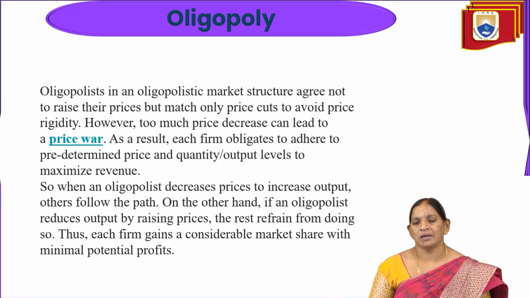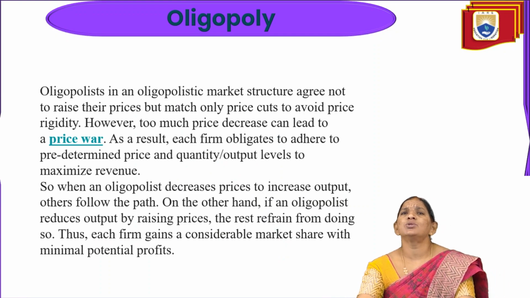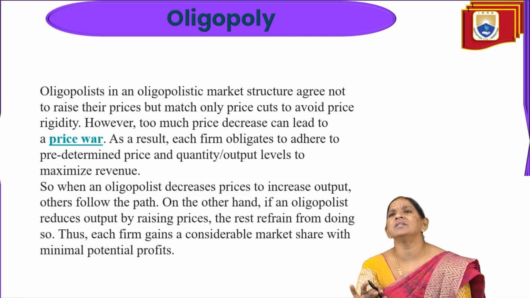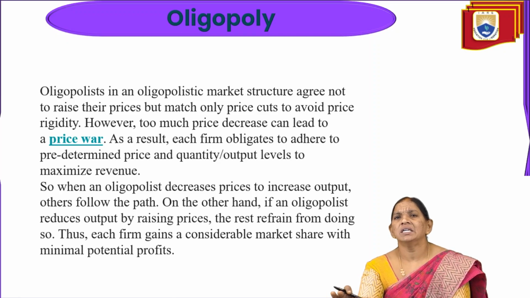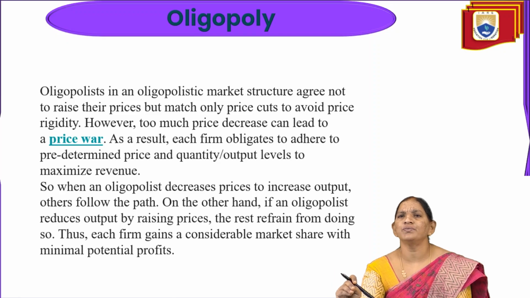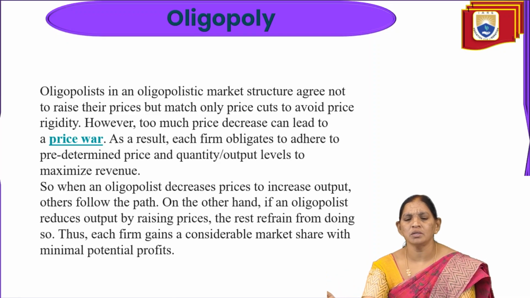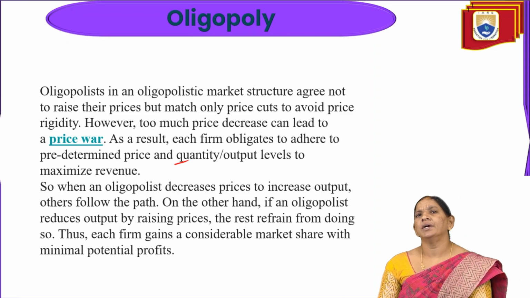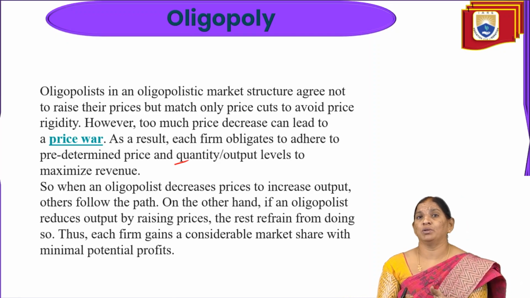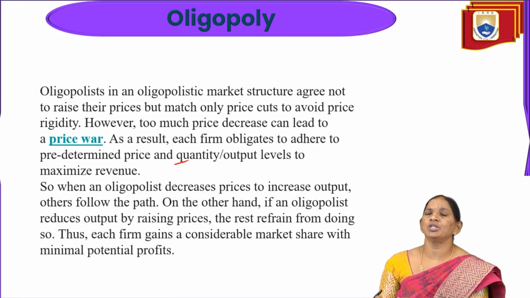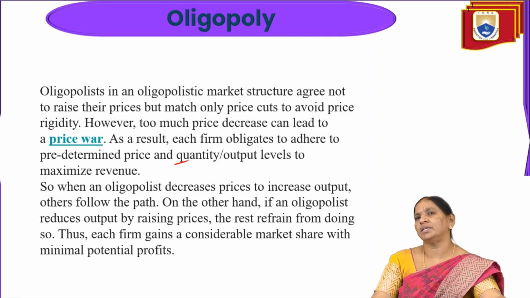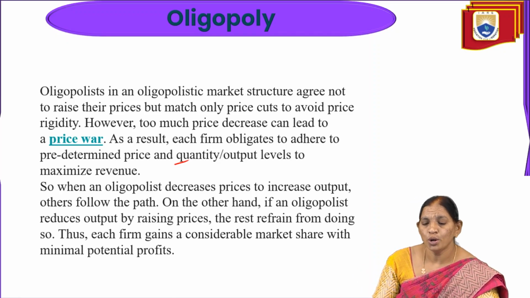This could be identified in the oligopoly market in a kinky demand. So this structure agrees to the rise in prices but matches only price cuts, and avoids price rigidity. Due to this kinky demand and having their own market share, price wars will not take place. As a result, firms are obliged to adhere to the predetermined price and quantity because they want to maximize revenue. So when there are no price wars and production is already planned, based upon that they will increase or decrease the demand to maximize their own profit.